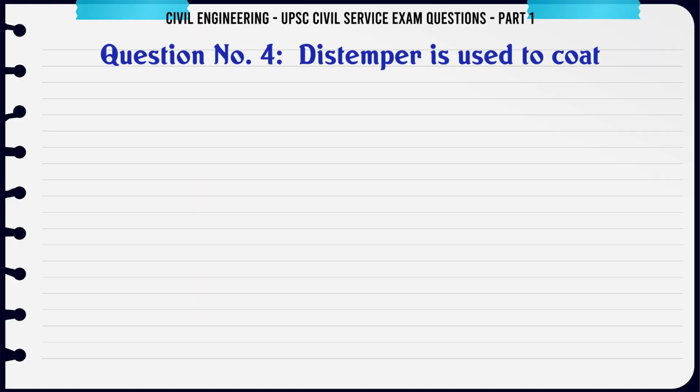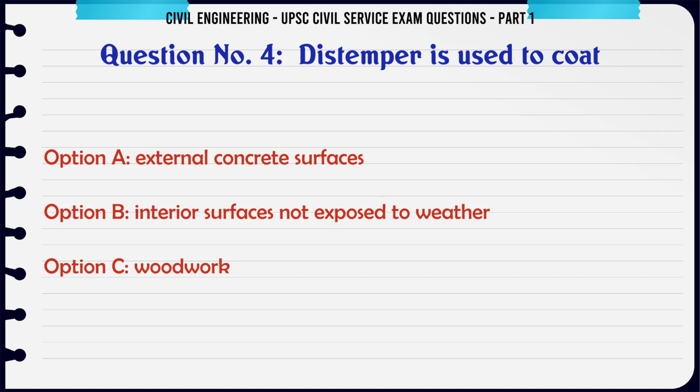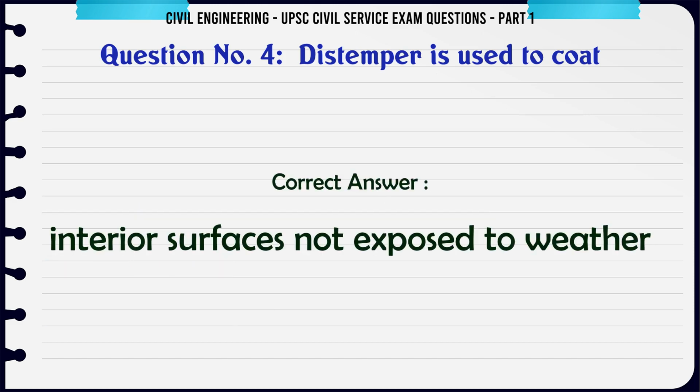Distemper is used to coat: A. External concrete surfaces. B. Interior surfaces not exposed to weather. C. Woodwork. D. Compound walls. The correct answer is interior surfaces not exposed to weather.